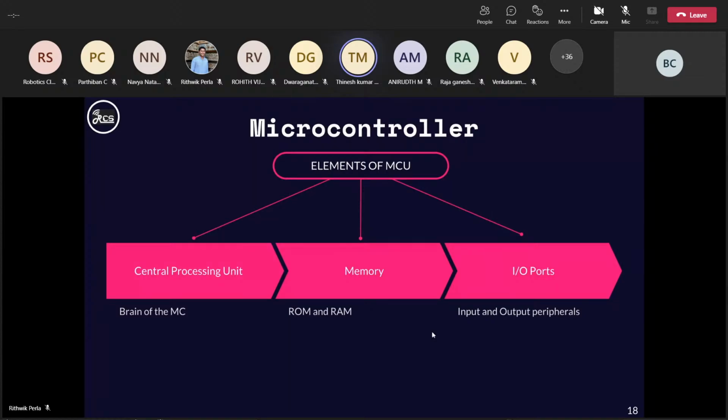It should be noted, it is a non-volatile memory. Why I'm saying it is non-volatile means, see, even though the power to the microcontroller is cut off, the data in the ROM will be there, permanently. It won't be erased if you cut off the power.